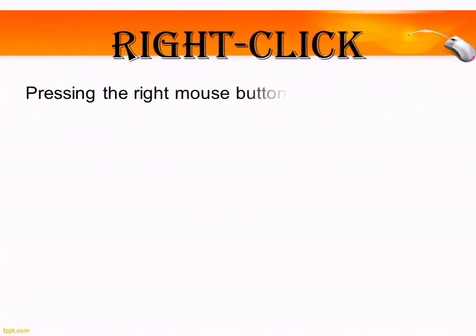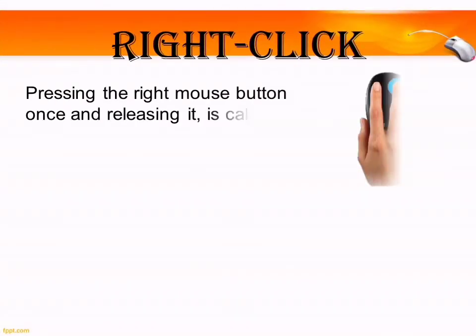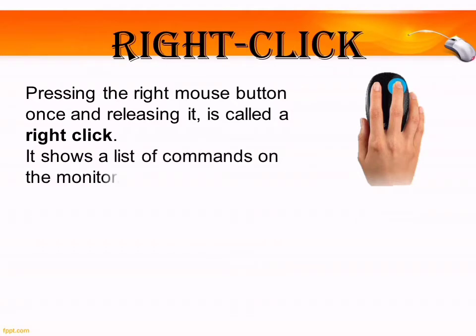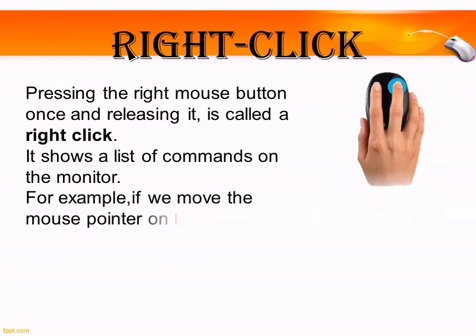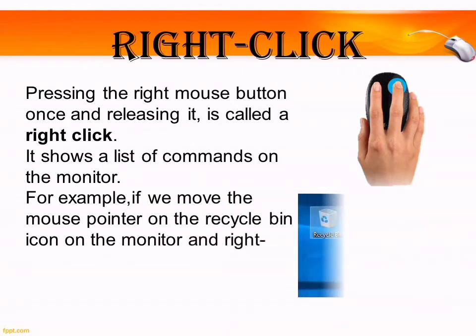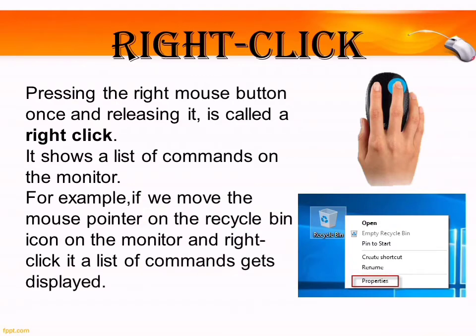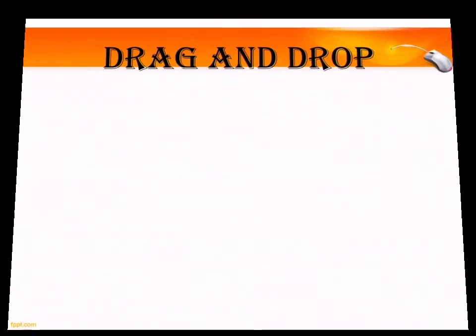Next is right click. Pressing the right mouse button once and releasing it is called a right click. It shows a list of commands on the monitor. For example, if we move the mouse pointer on the recycle bin icon on the monitor and right click it, a list of commands gets displayed. To understand it better, please follow the images on the video.